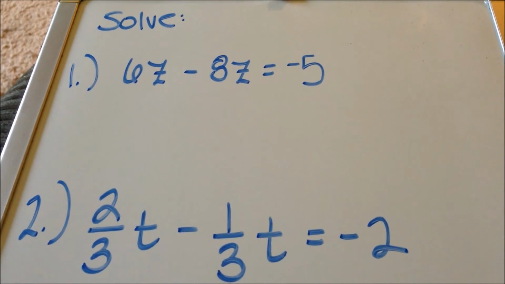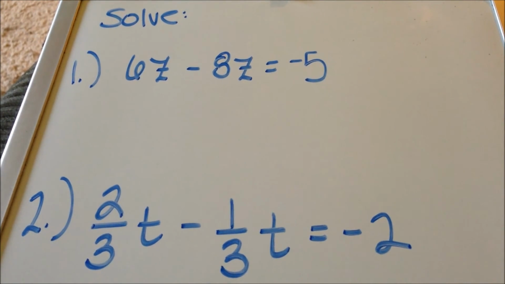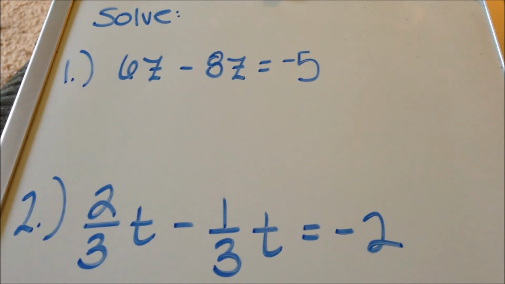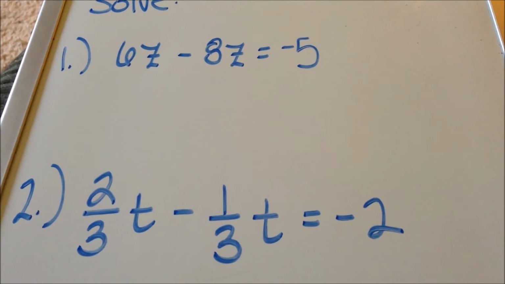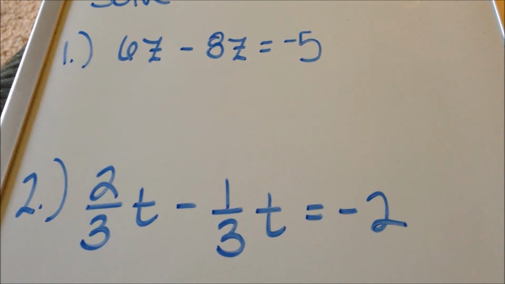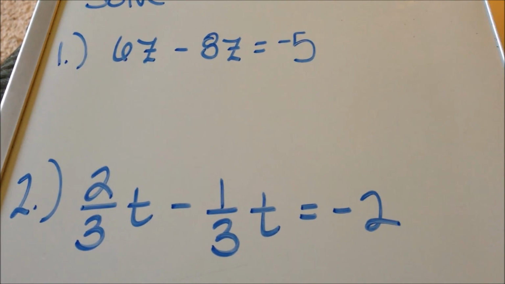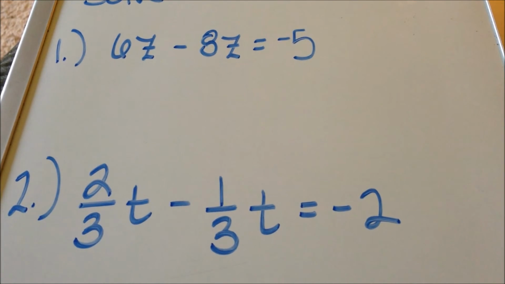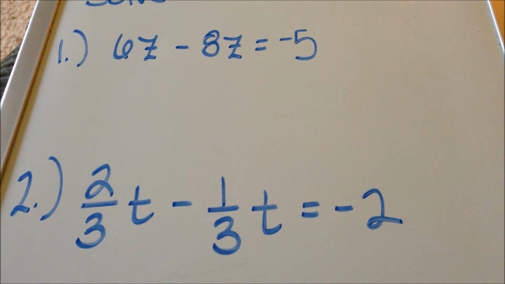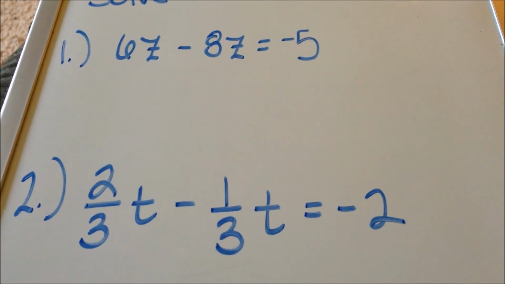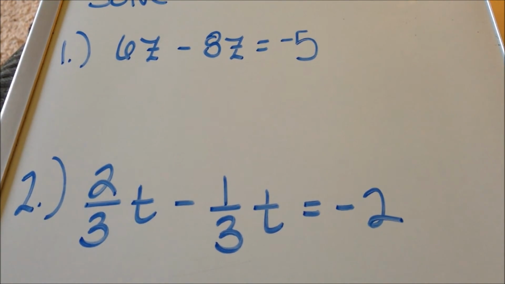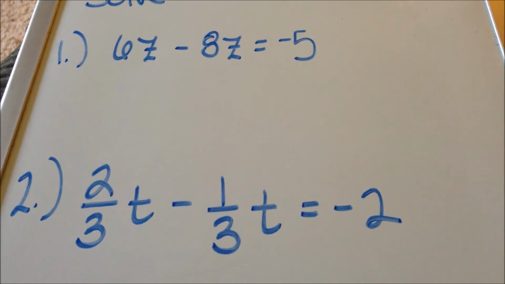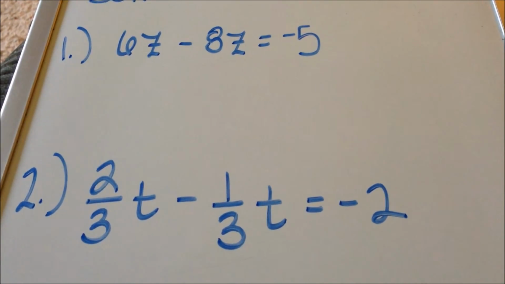Our final two equations for this section are to solve number 1, 6z minus 8z equals negative 5, and number 2, 2/3 t minus 1/3 t equals negative 2. These problems are slightly different than the other problems we did in this section because they are two-step problems. The first step for these problems involves combining like terms. The second step is to solve for the variable.